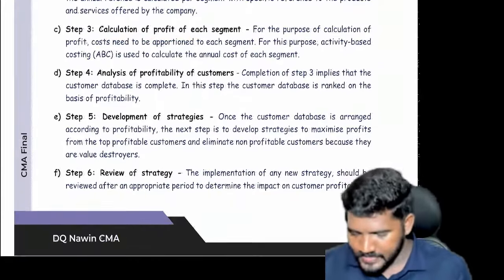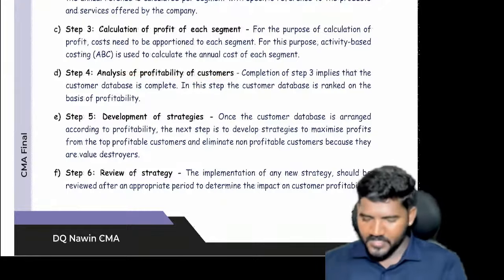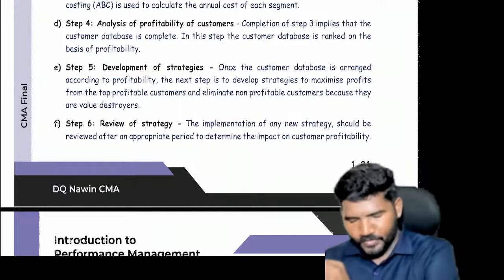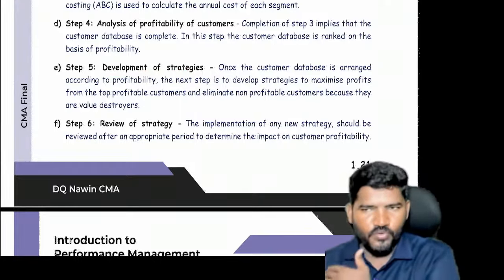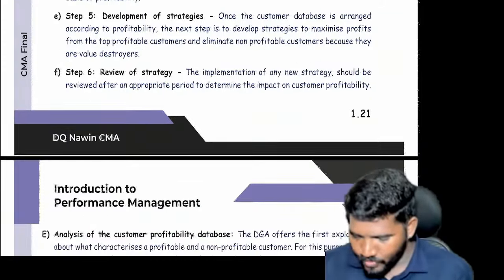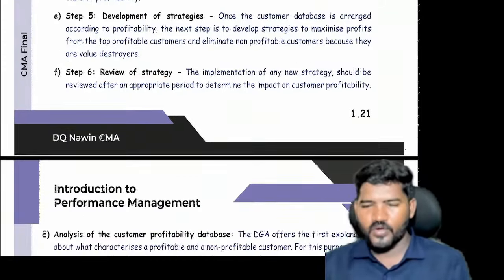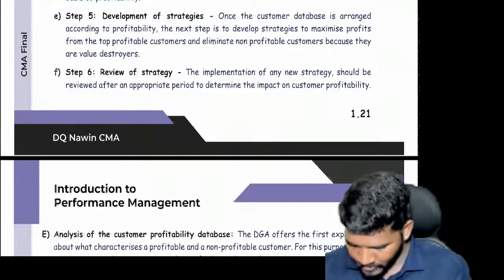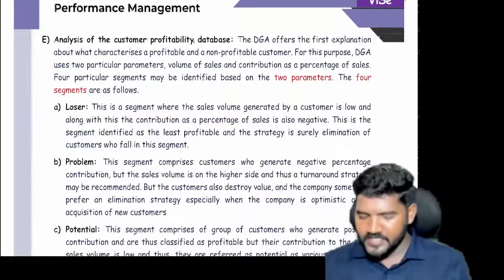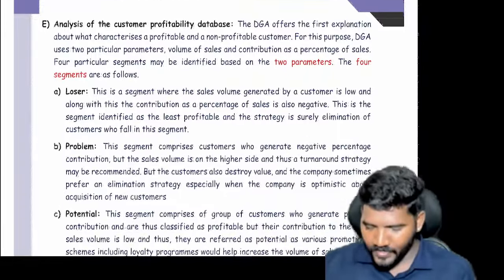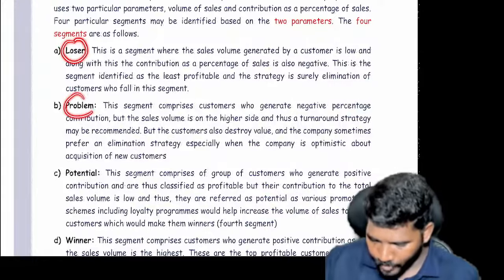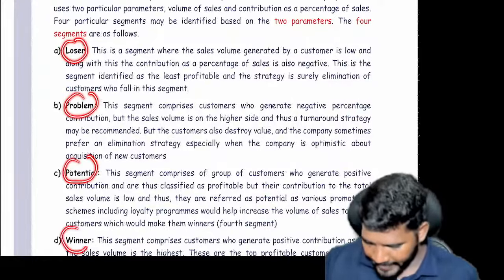Next, analysis of profitability of customers. Development of strategies for low-profit-giving customers. What strategies do we have to plan to get more profit from the customer. Review of the strategy. Whether the strategy is working or not, we have to cross-check. Next, analysis of customer profitability database. Based on analysis, customers are classified into 4 types: loser, problem, potential, winner.